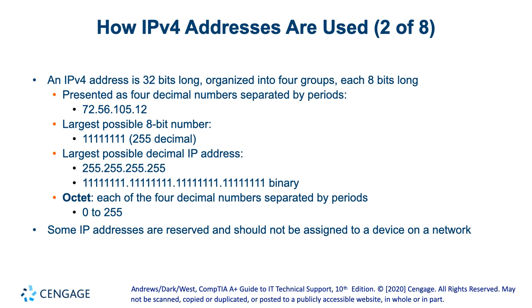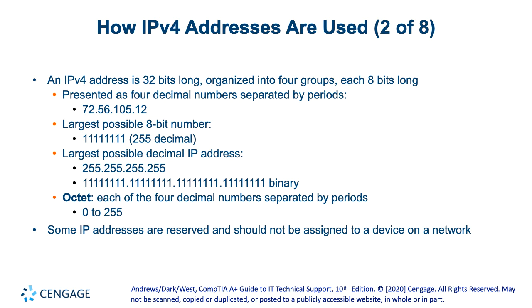As I said, IP version 4 addresses are 32 bits long, which means there are 32 zeros or ones that make up a binary number for that IP address. We group these binary digits into 4 groups with 8 bits in each of the 4 groups, and thus each group is called an octet.